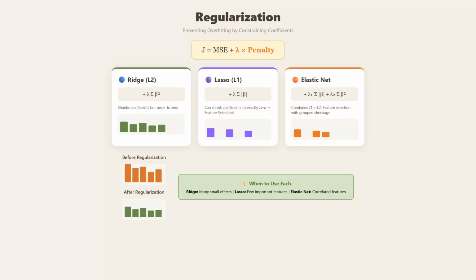Third is elastic net, which combines both L1 and L2 penalties. This gives you the feature selection ability of Lasso while maintaining some of Ridge's stability, especially useful when features are correlated. The lambda parameter controls how much regularization is applied. Higher lambda means more penalty, simpler models, but potentially higher bias. Finding the right lambda through cross-validation is key to building models that generalize well.